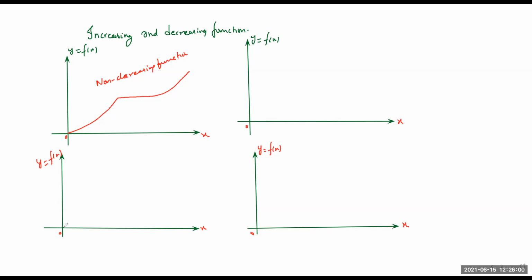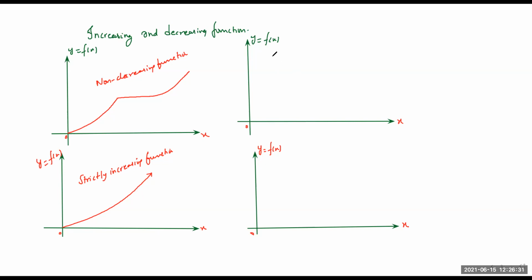But if I draw a graph like this, we can see that it is always growing. So there is no question of even a constant value. So this is called a strictly increasing function, and this one, the above one, is called a non-decreasing function.